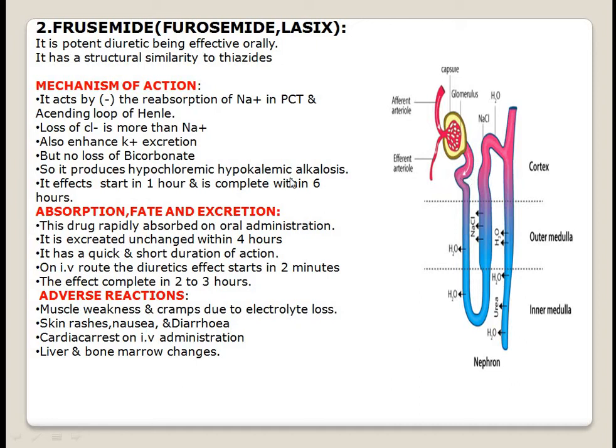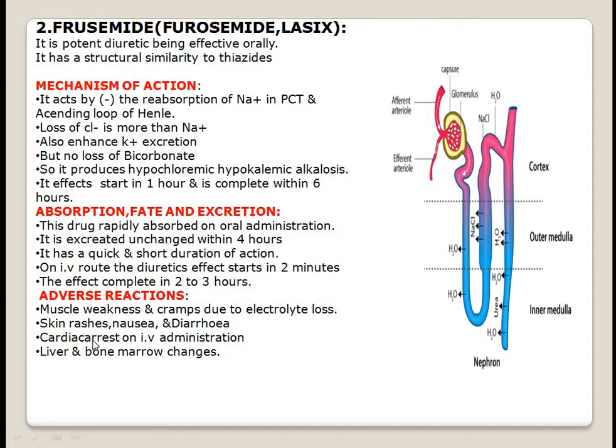So it produces hypochloremic, hypokalemic alkalosis. Its effect starts in 1 hour and completes within 6 hours. Next, absorption, fate, excretion. The route of administration is oral, and also IV. By the oral route it is excreted unchanged within 4 hours, a quick and short duration. Whereas by the IV route, it starts within 2 minutes, super fast, and the effect completes in 2 to 3 hours.